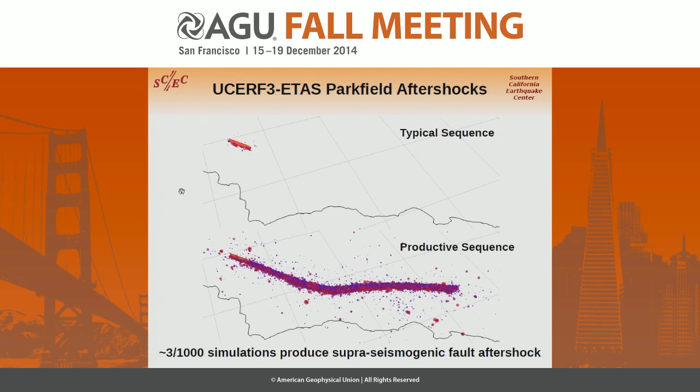Here are some examples of these catalogs for a magnitude 6 Parkfield scenario. You can see the mainshock's surface in red here on the top. The top is a typical sequence where there are a number of subseismogenic and off-fault aftershocks. On the bottom is an extremely productive sequence where the Parkfield earthquake triggered a supraseismogenic fault rupture on the San Andreas going down through the Mojave section and many subseismogenic and off-fault aftershocks. Turns out for the single day following a magnitude 6 Parkfield scenario, about 3 out of 1,000 simulations produced a supraseismogenic fault-based aftershock, although most were less productive than this example that I show on the bottom.